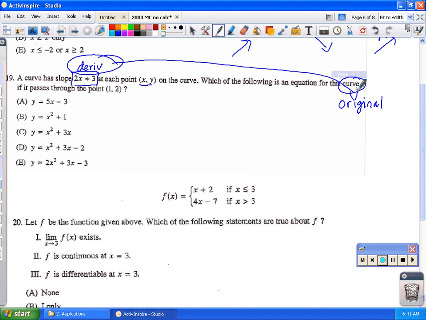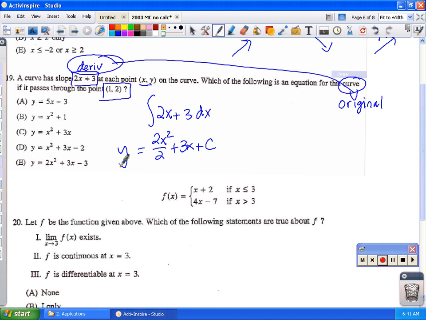So how do you go from a derivative to an original? You find the antiderivative. All right, now the other thing that they're giving us is a way to find the value of c. So we're going to find the antiderivative of 2x plus 3 dx. That gives me 2x squared over 2 plus 3x plus c. That would be my original function.